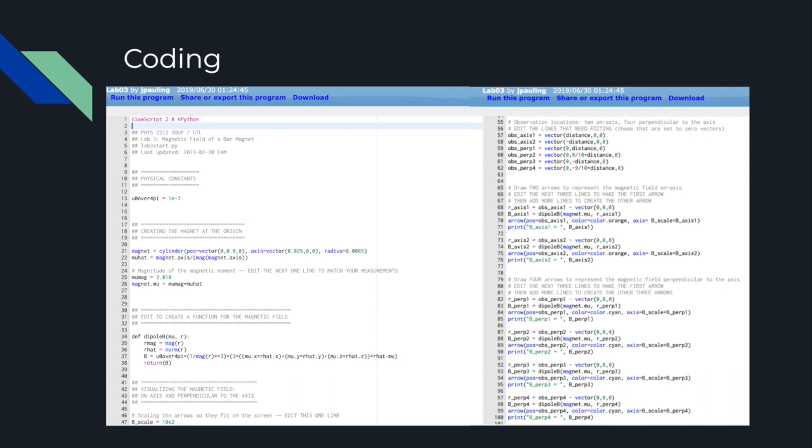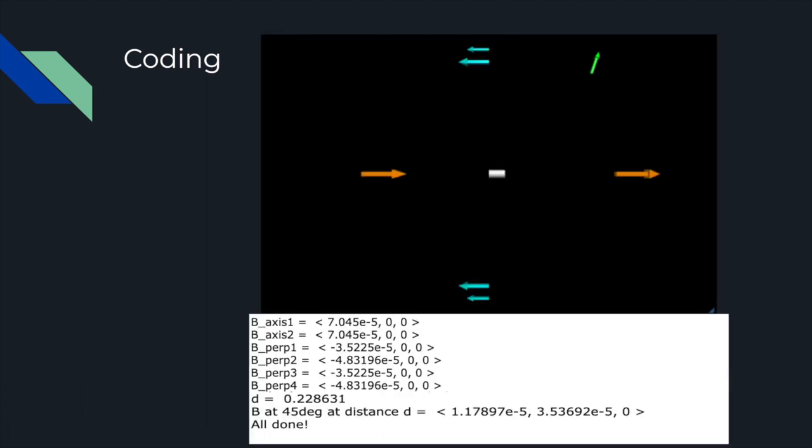Note that the magnitude and direction of the magnetic field of the on-axis observation points are equal on either side of the magnet. The magnetic field at the perpendicular observation points are also equal in magnitude and direction to each other.